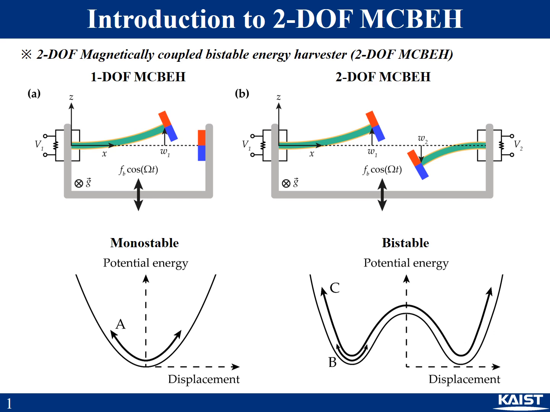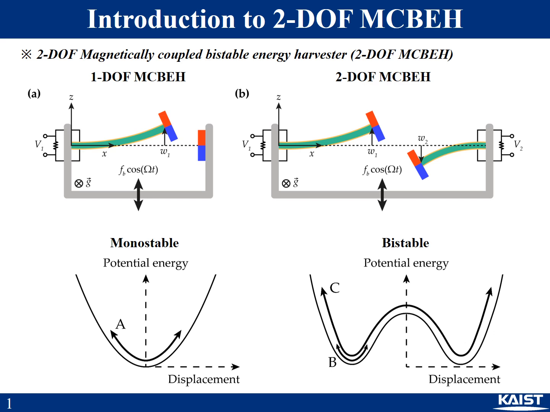load resistance. For the 2DOF case on the right side, there are two beams. Now the magnet on the right side can also oscillate and two beams generate voltage outputs. The important thing is the position-dependent nonlinearity is imposed by the magnetic coupling.